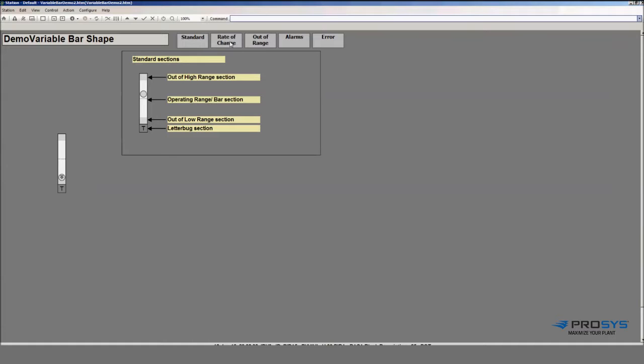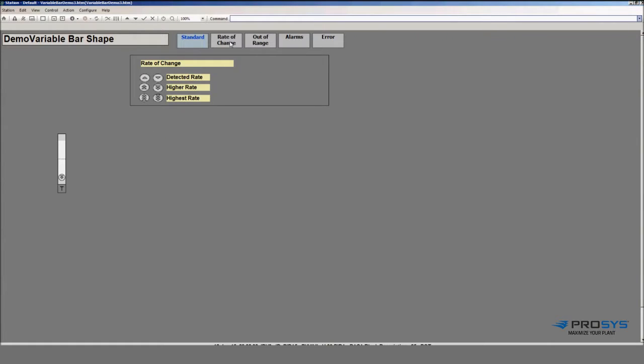The shape also provides a functionality called rate of change. The rate of change is used to indicate if the current value is changing and how fast and in which direction. There are three different rates, each one identified by a defined number of arrows in the bar itself. We name them detected rate, higher rate and highest rate.